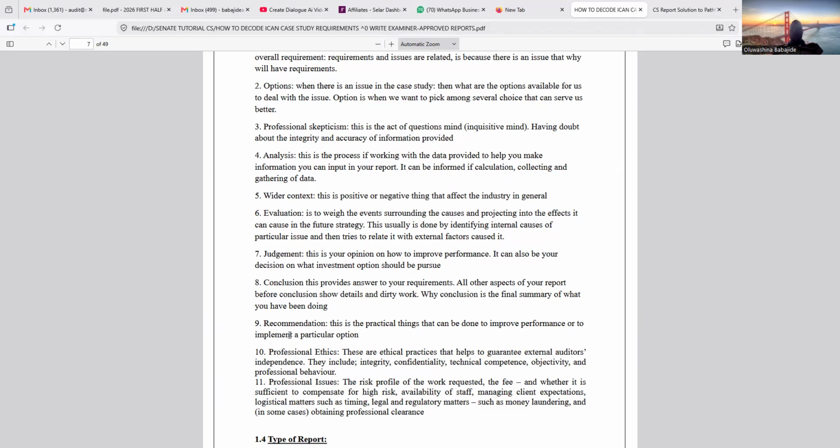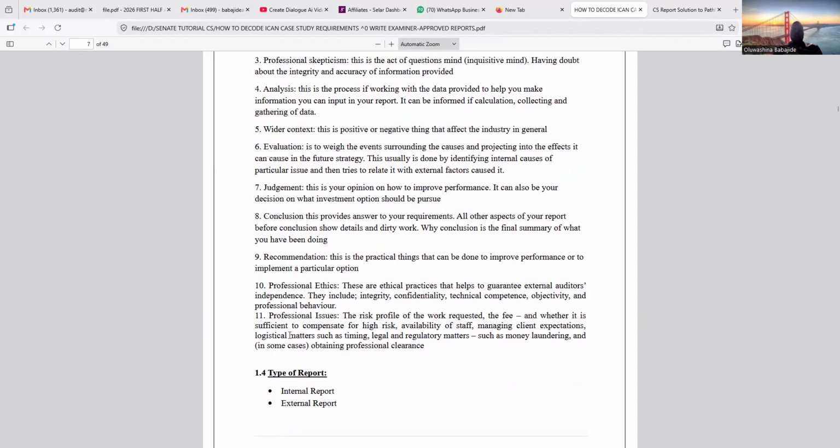Then judgment. This is your opinion on how to improve your performance. It can also be your decision on what investment options to be pursued. So you show your opinions on the improvement of performance of that company, and how the company could go. What are the options for the company to perform? That is your judgment.